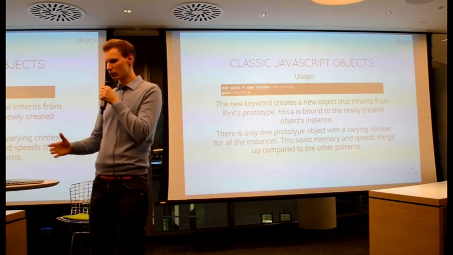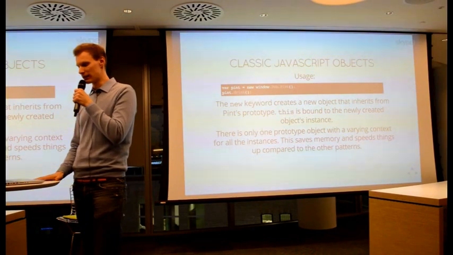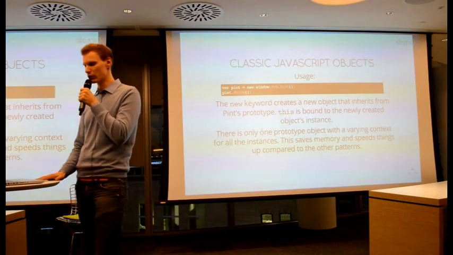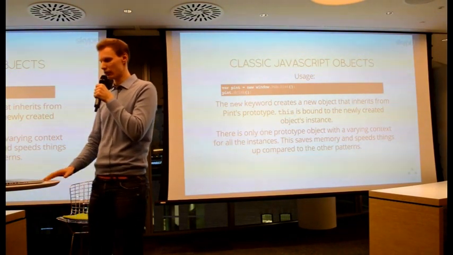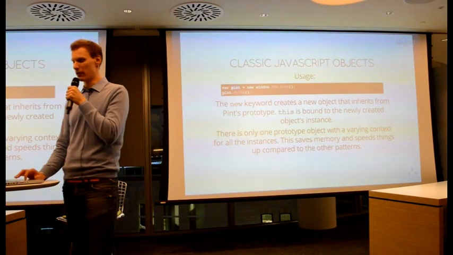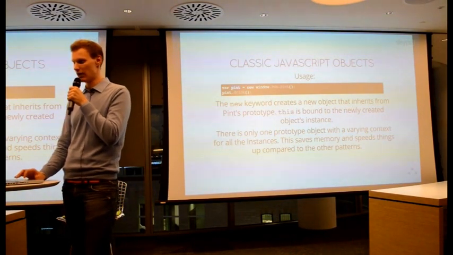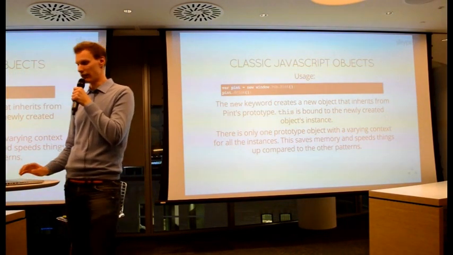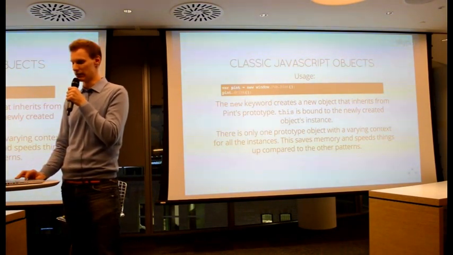Okay, and to be able to create a new instance from our constructor, we need to use the new keyword. So in this example, to get the pint instance, we just need to do new pub.pint, which is our constructor, and then we have a reference to the instance, and we can access it like we did before, which is just pint.drink.